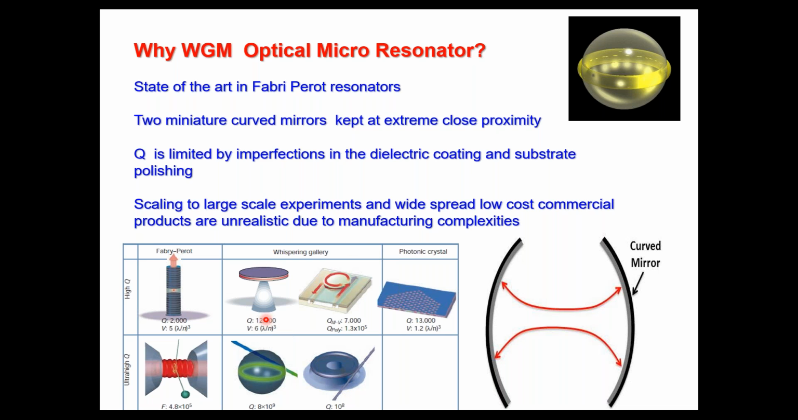These are some of the modern different types of structures which generate whispering gallery modes. For example, this is a whispering gallery mode generated on a disk. You can have toroids, spheres, etc. And this is something different that is photonic crystal based.